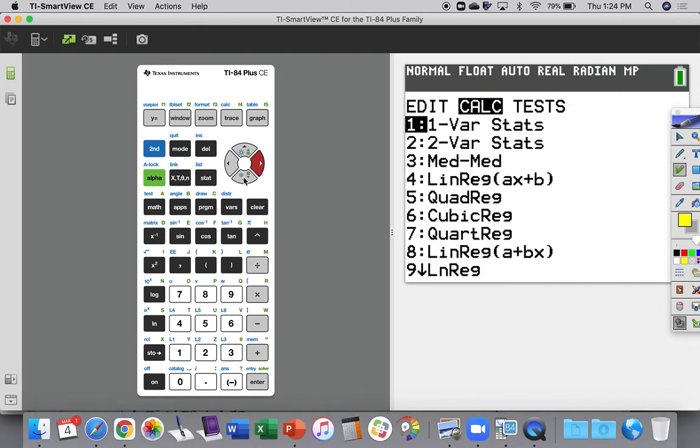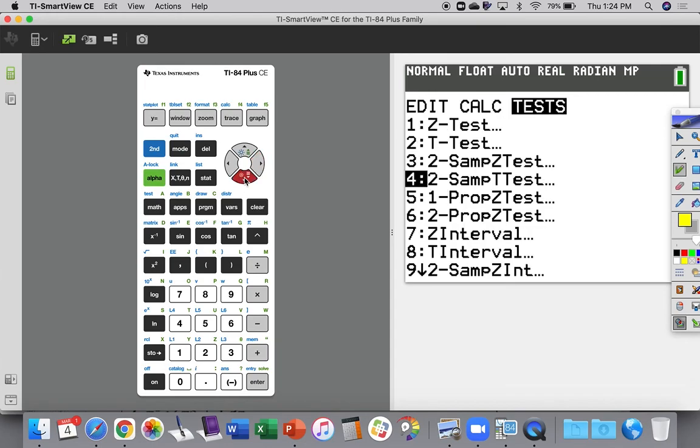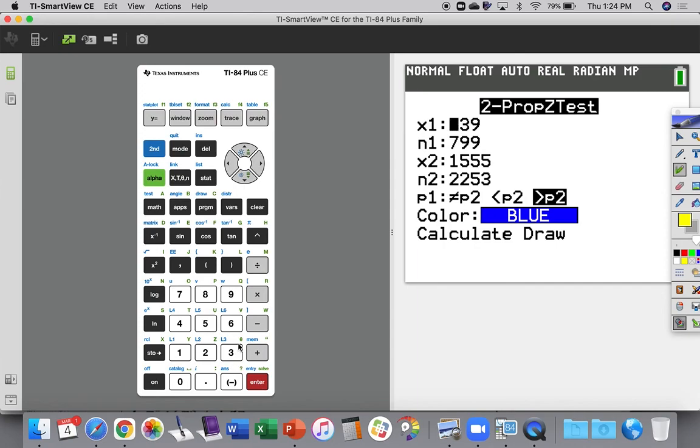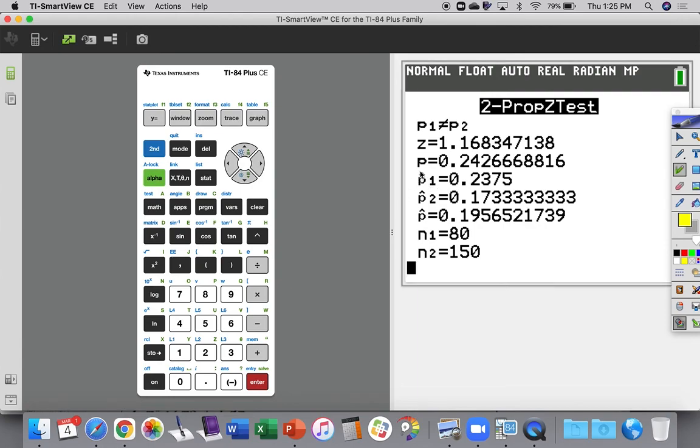Stat, calc, to stat test, to 2-PropZTest. My numerator was 19. My denominator was 80. My numerator was 26. My denominator was 150. This was not equals to. And I calculate. You can see it gives you a lot. It gives you the z-score of 1.168. It gives you the p-value of 0.24, very high. And you see that the calculator in the background did your p combined for you. It's so lovely. It does the p hat combined for you.